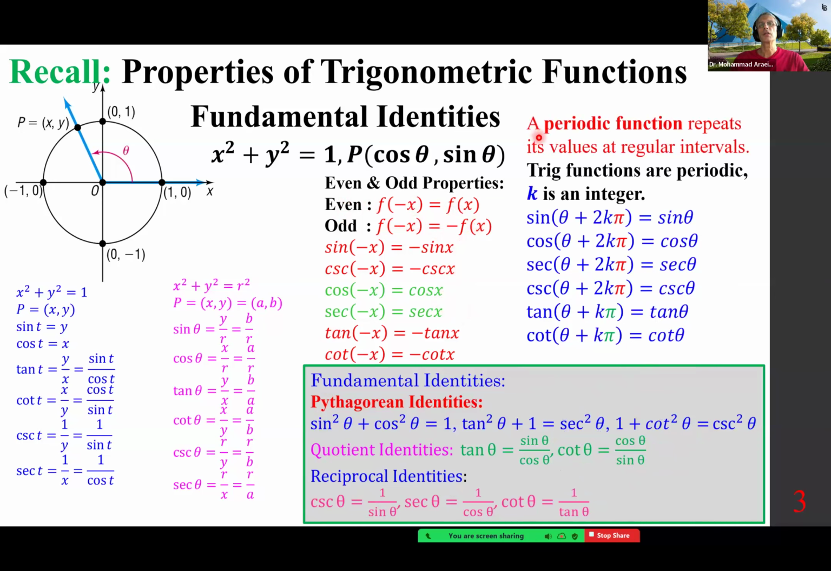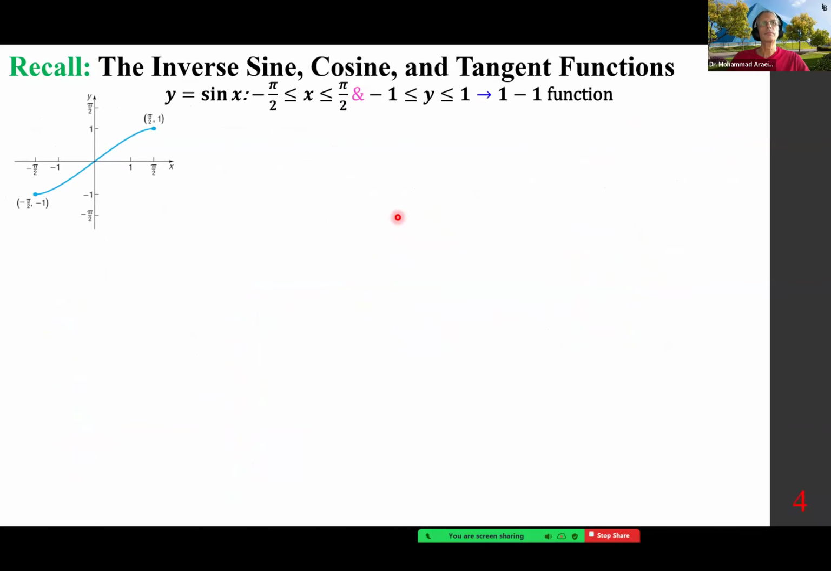A periodic function repeats its value at regular intervals. Trigonometric functions are all periodic. K represents an integer. All of them have the period 2 pi except tangent, and therefore cotangent, the period is pi. They repeat after pi or multiples of them.